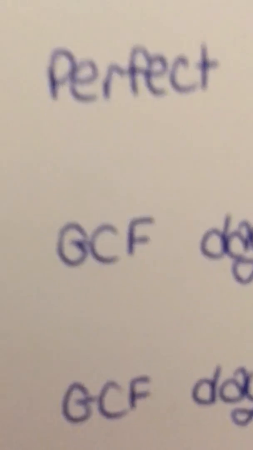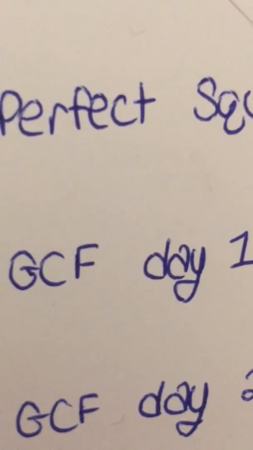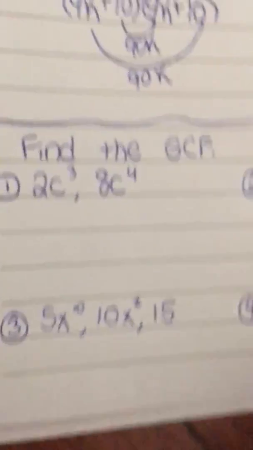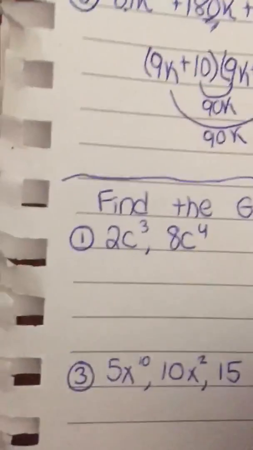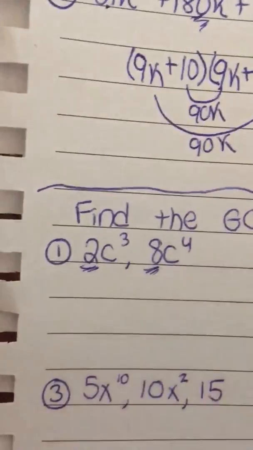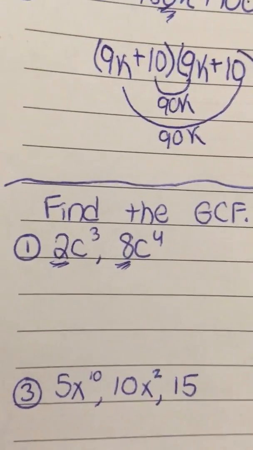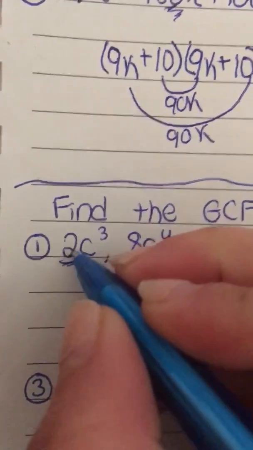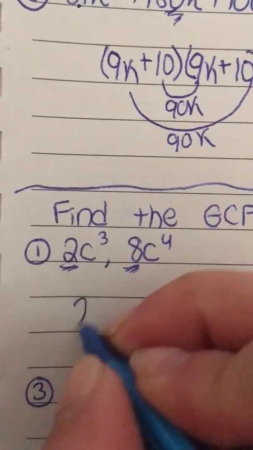Okay, next we're moving on to GCF. So GCF day 1 is just finding the greatest common factor. That's what GCF stands for. So we'll look at a few different situations. So when you're finding the GCF, first you want to look at the coefficients, just the numbers. 2 and 8, what can you divide them both by? The highest number you can divide them both by. In this case, it's nice and easy. It's just 2.